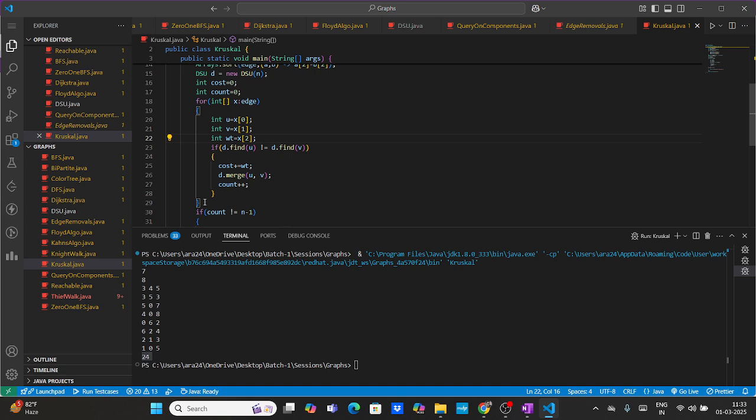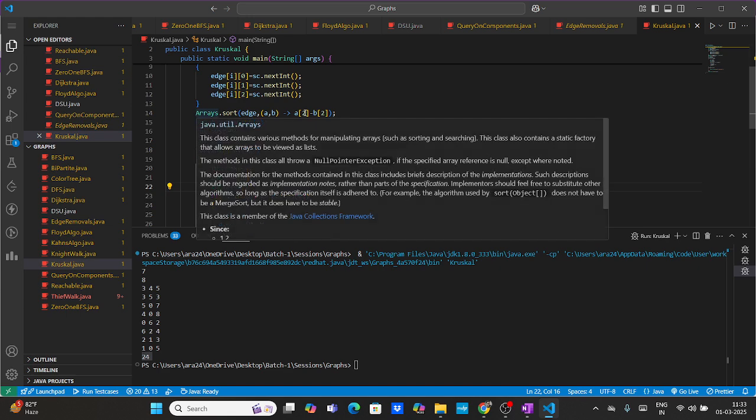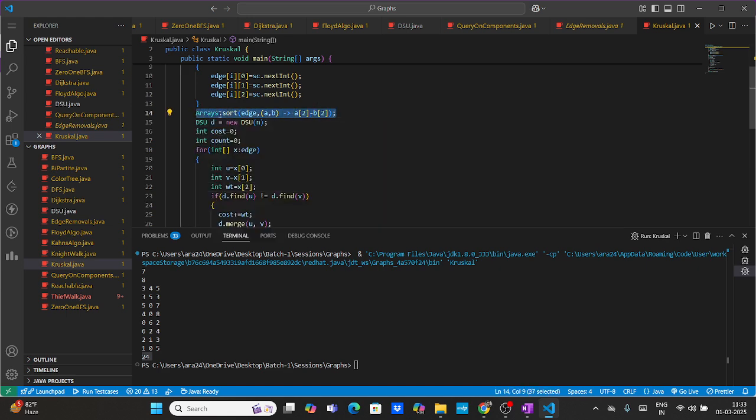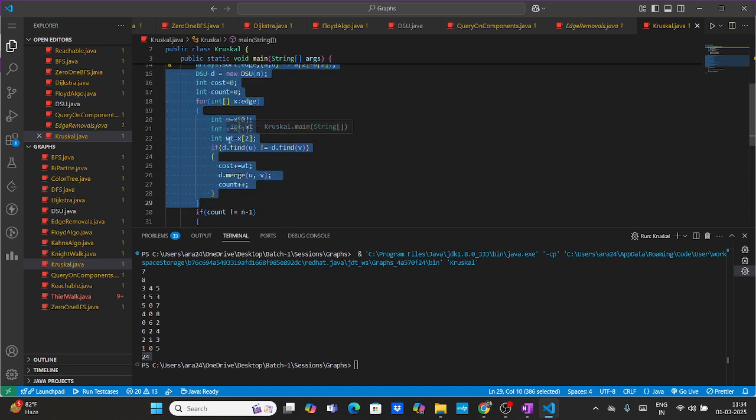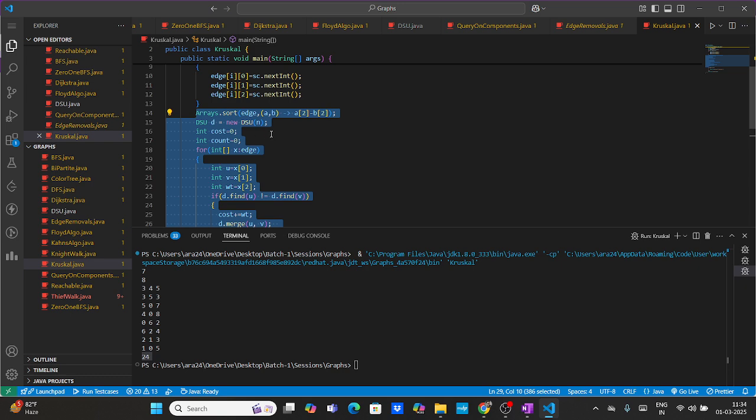Now, since the question is to find the maximum spanning tree, you have to go and change this condition, correct? Instead of a of 2 minus b of 2, if you write b of 2 minus a of 2, it's done. Your question is done. But you are going to that method and changing this, which is not a good way of design. Let's say these things are already done. I have written it in a separate method, and I don't want you guys to touch this method. So what will you do in that case?